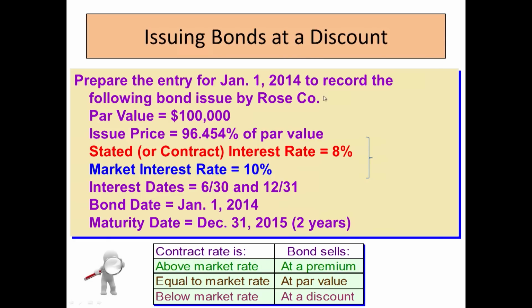And the reason that this bond is sold at a discount, for example, in this case, is because the contract or stated rate is less than the market interest rate, okay? So when that stated or contract rate is less than the market rate, we have to sell these at a discount, otherwise nobody would want our bonds, right?